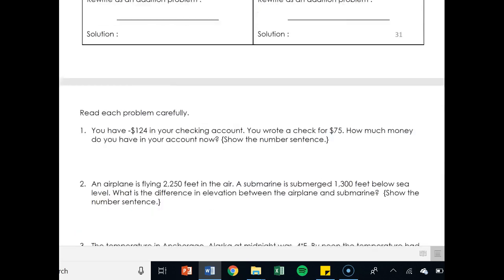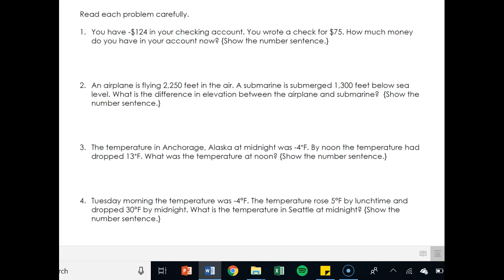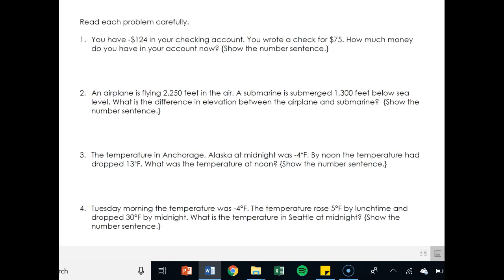All right, go to the back side. So we've got some word problems here. It said, read each problem carefully. It says, you have negative 124 in your checking account. Uh-oh, you're in debt, right? And then you write a check for $75. Ugh, why would you do that, right? Writing a check, that means you're losing more money, right? You don't have any money to lose. So how much money do you have in your checking account now, right?